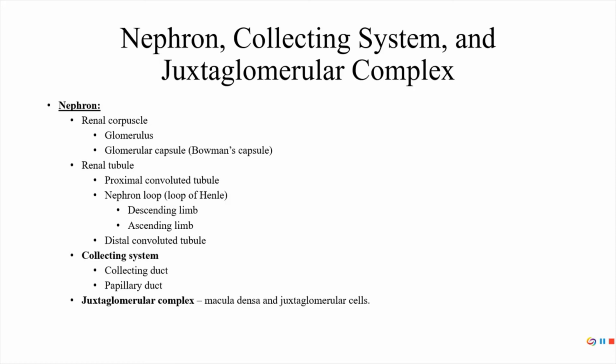Well, these are side by side. They are juxtaposed: the macula densa of the distal convoluted tubule and the juxtaglomerular cells of the afferent arteriole. When you hear juxta, you're going to think they're in juxtaposition. They are juxtaposed. Okay.